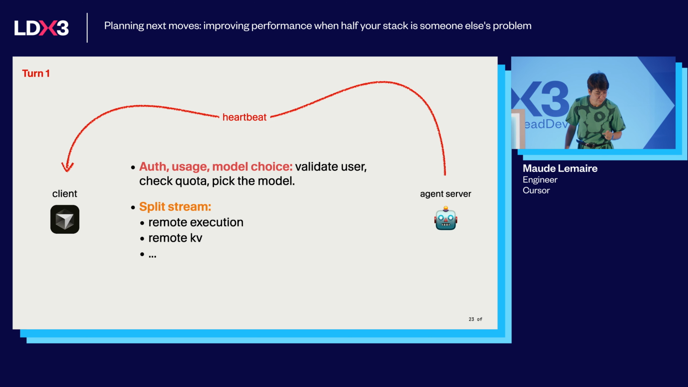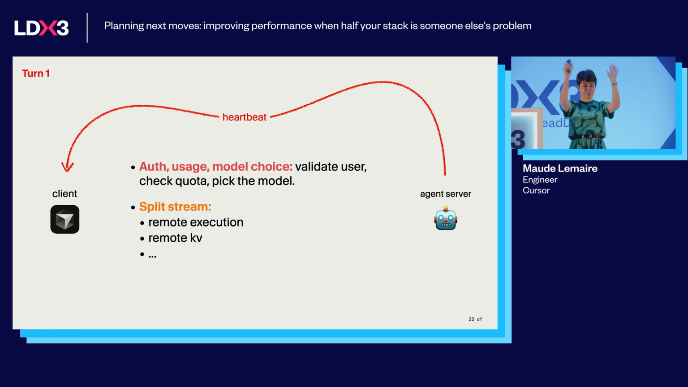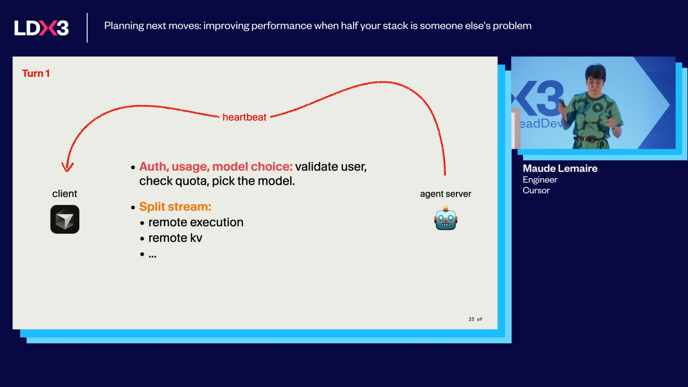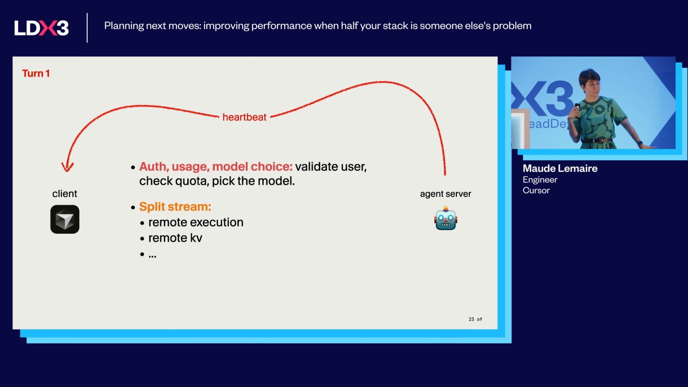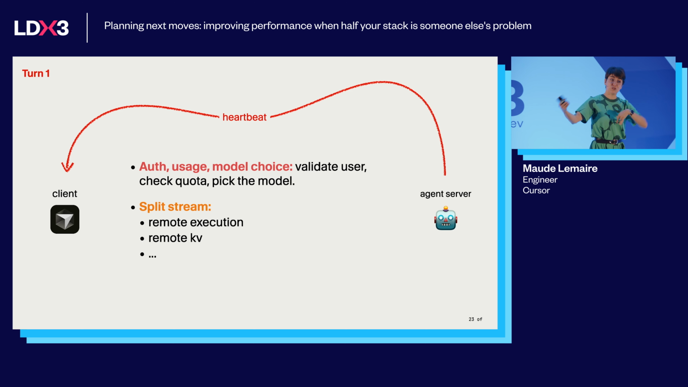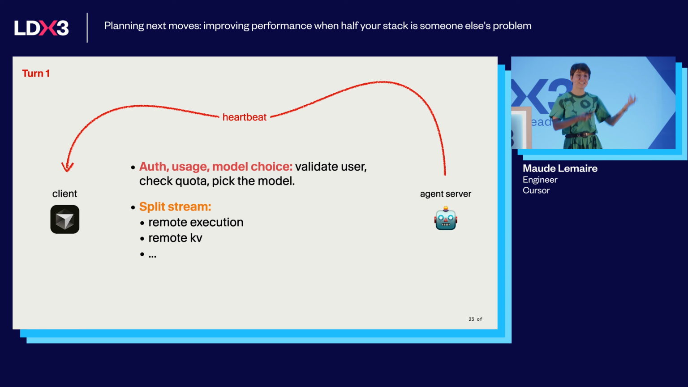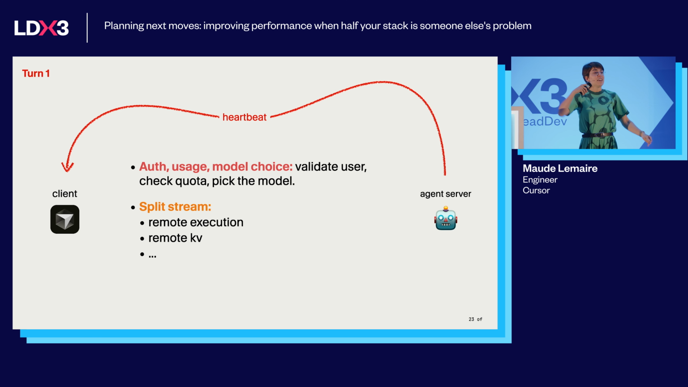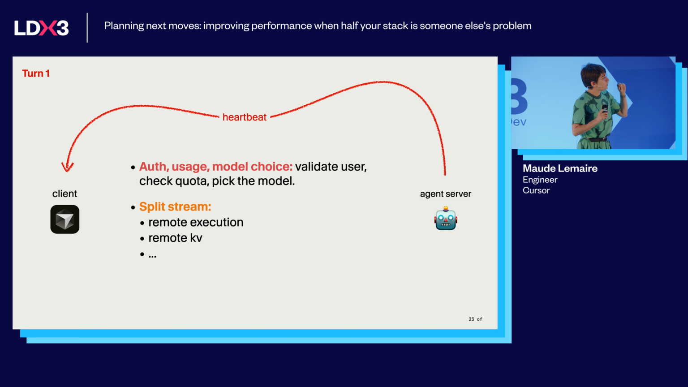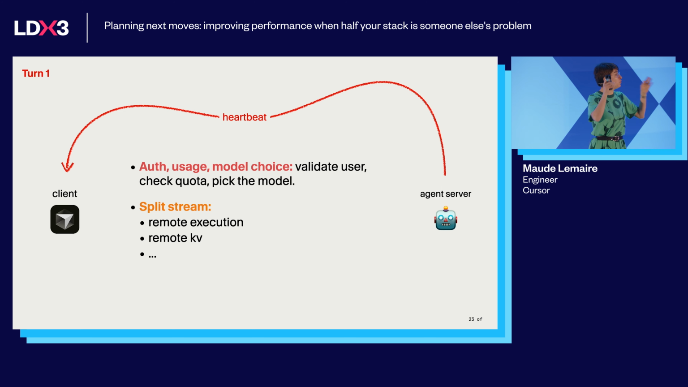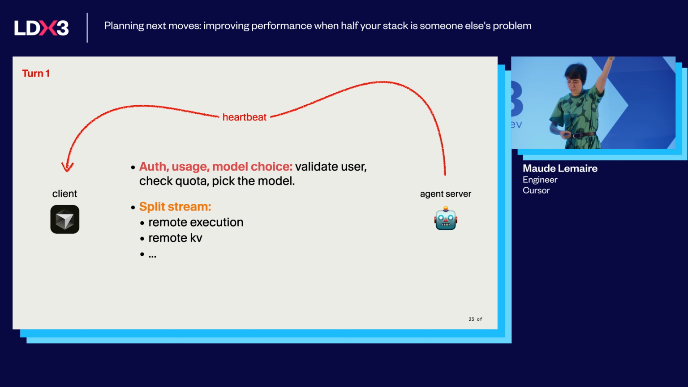At this point, the agent does a bunch of stuff. So it will validate that you are who you are, and you have access to Cursor, and you have access to this model, and you can do the stuff that you were saying you were doing, and you have enough money in your account to pay for the tokens that you're asking to use. And then it'll split the stream. So with HTTP2, you can split the stream and send specific bits of information over that multiplexed stream.